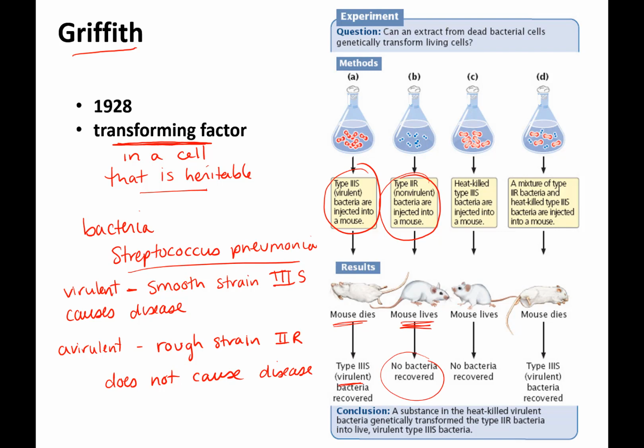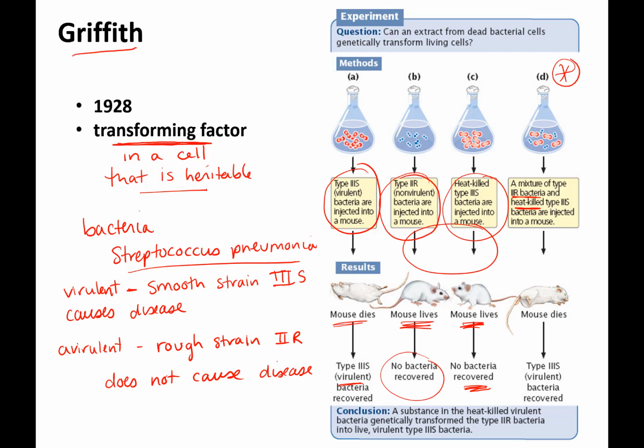What he did next was he took the virulent, smooth strain and heat killed it. So he basically heated up the bacteria, killed it, put it into the mouse, the mouse lived, no bacteria recovered. So this was kind of a control experiment, because the next was the most important. The next experiment, he took the heat-killed virulent strain plus the rough strain. Okay, so alone, these two, mice live.